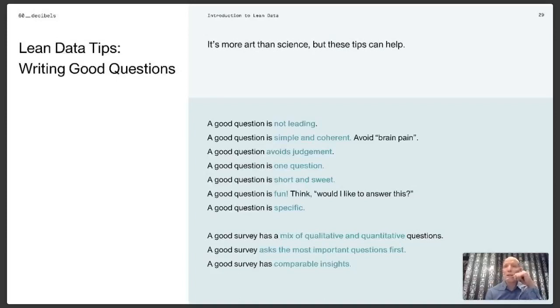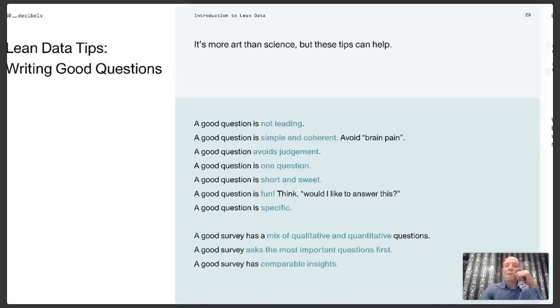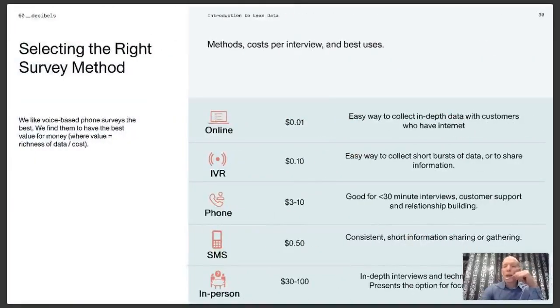Secondly, you're going to lose people at the end, so once you're done with your entire survey, really decide what's most important and put that up front. And obviously, as we've been talking about, comparable insights, which means thinking a lot about standardization of your survey, because that will be really valuable in the long run.